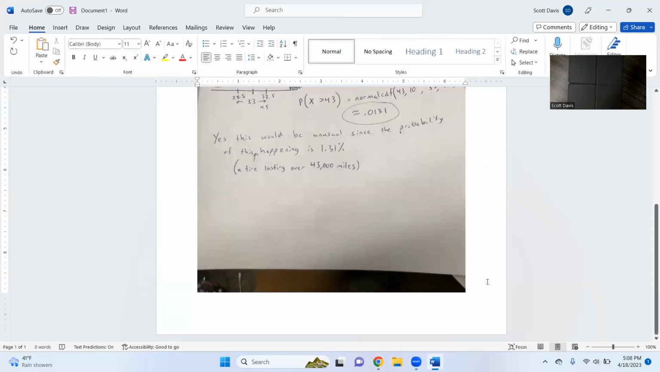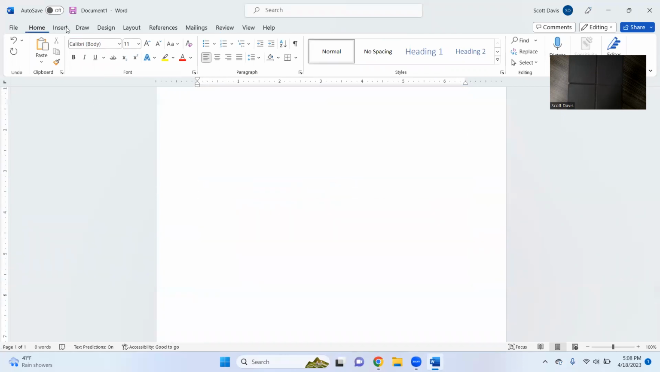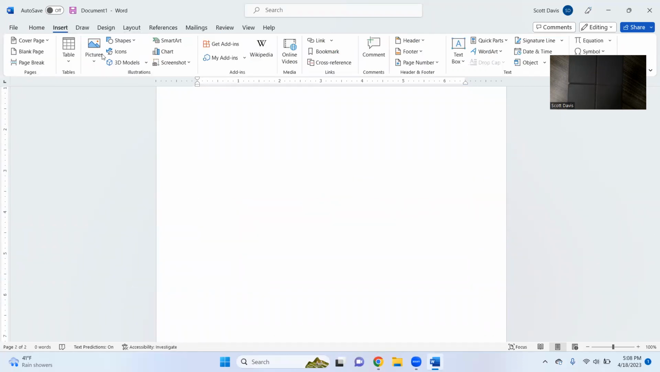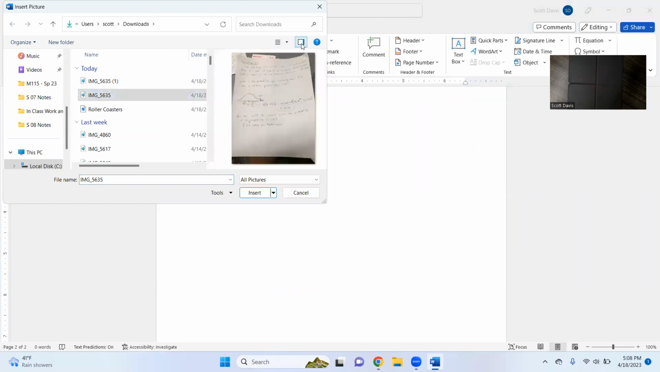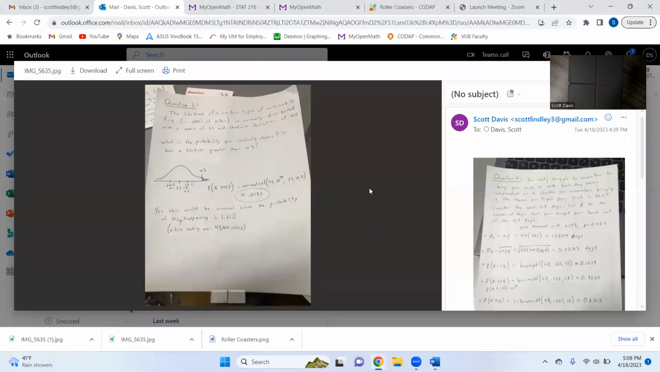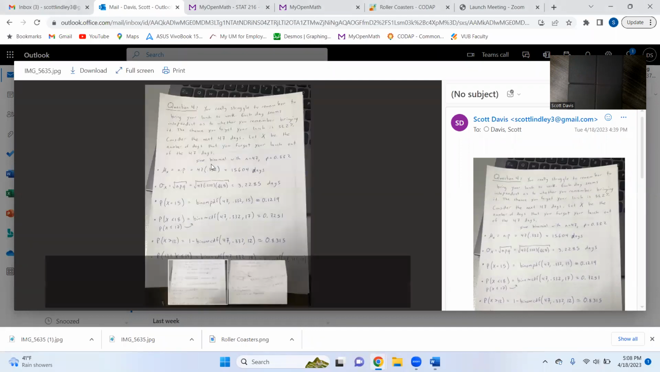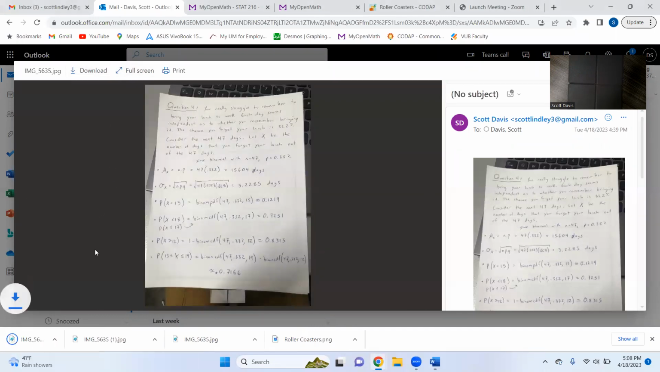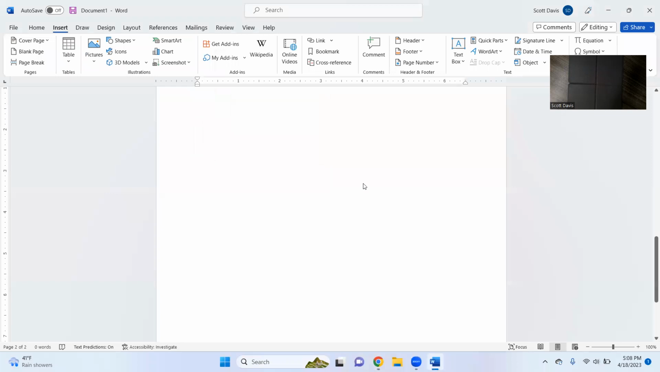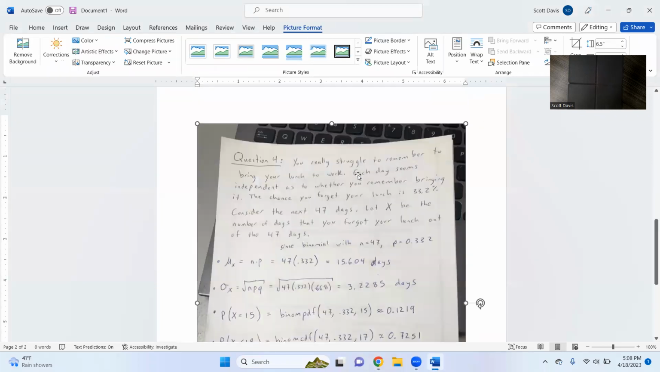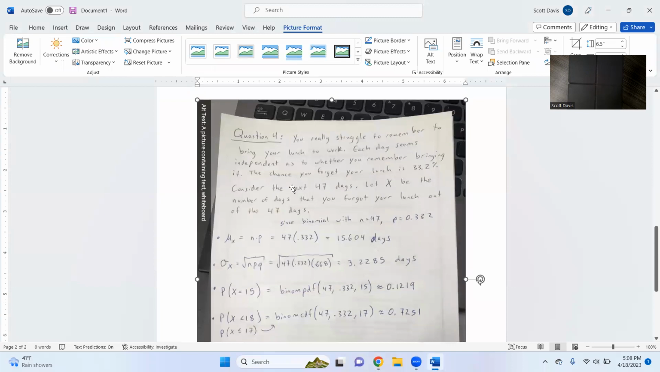I can now go to the next page and say insert pictures from this device. Oops, I downloaded the same one twice. Okay, sorry. Let me go to the binomial question and download this one. But now I can upload this image onto this page. Right, again, it's nice and legible.